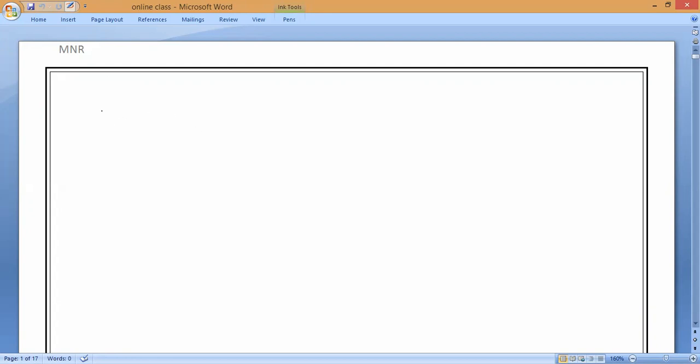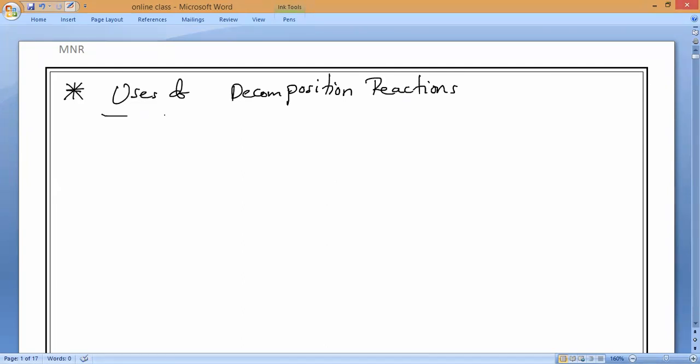So let us see the uses of these decomposition reactions. Please keep reading, it is one of the major topics. We must know the uses of decomposition reactions, so please all of you write. We have several uses, even inside our body some decomposition reactions are taking place. Let us discuss that. Several uses of decomposition reaction.